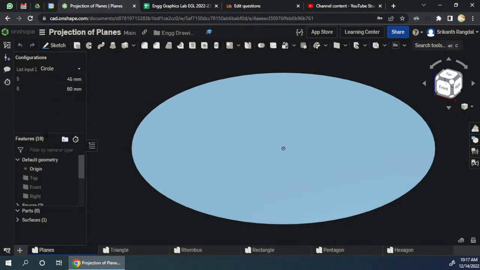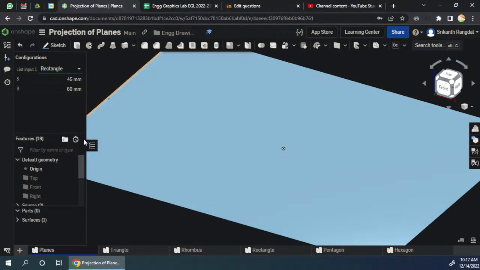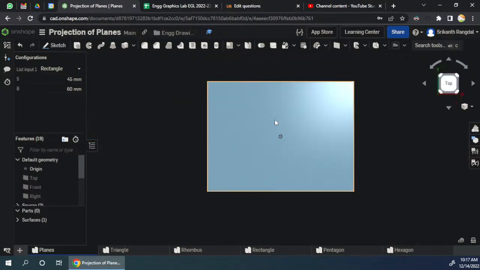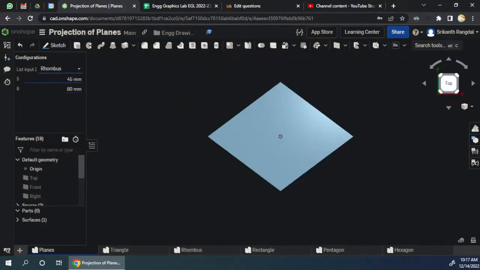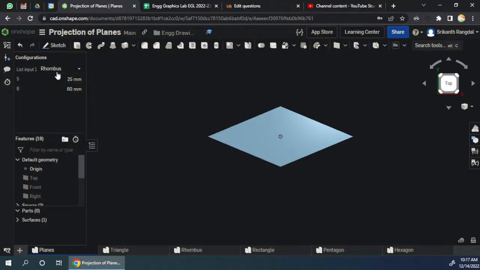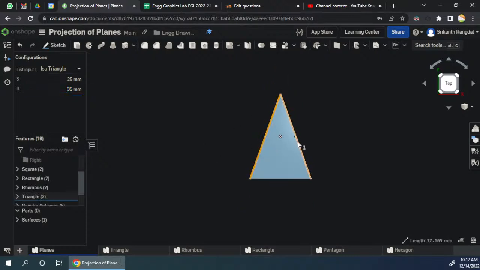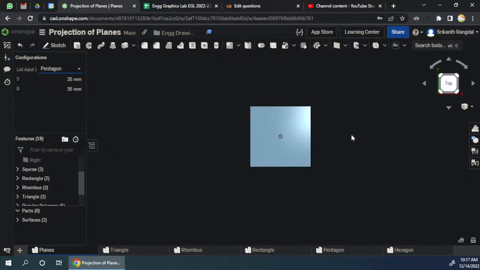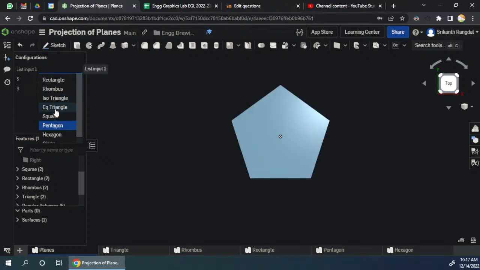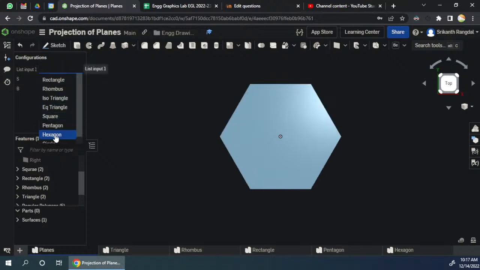So this is just for demo purposes. You can see whatever different types of planes we want to show them, we have all of these available. We can also change the values and see the planes taking up those differences instantaneously. So this is an isosceles triangle. We can see both these two lengths are equal, and of course these two angles are also equal. Then we have an equilateral triangle, then we have a square, then a pentagon, sorry, we have a hexagon and a circle, and all these are planes.